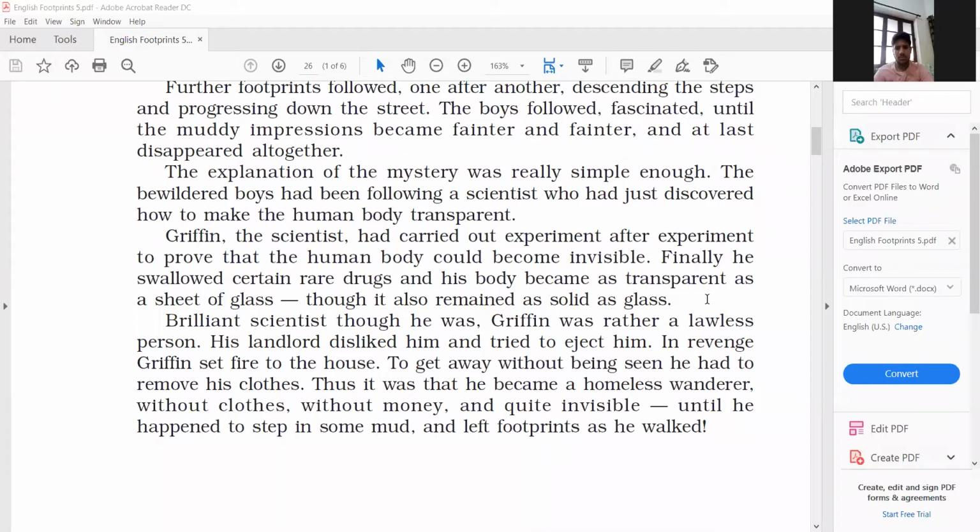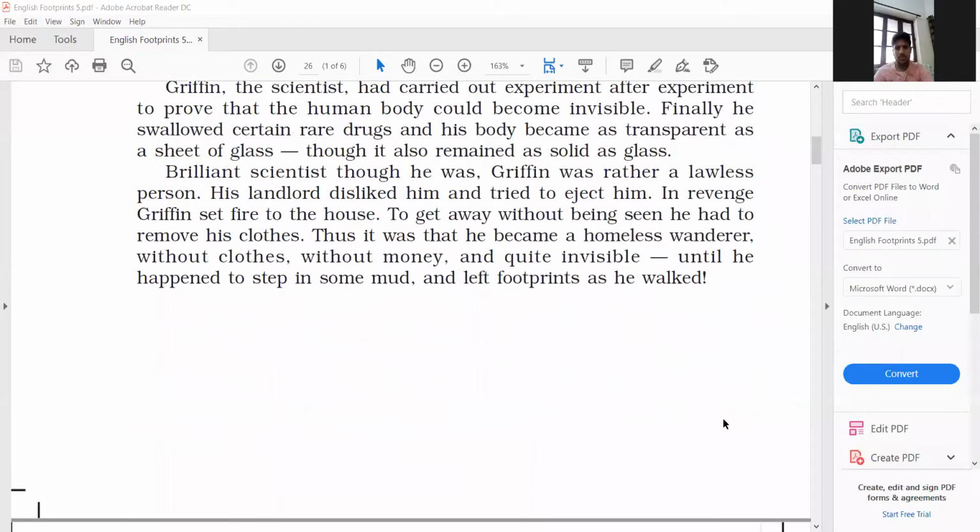He still has a form, right? Although he's not visible, his body is still retaining the shape. Okay? So he has made himself invisible. So who was Griffin? Griffin was a scientist. What has he done? He has made himself invisible. And why were the boys so surprised? The boys were following him. They were surprised that they could see the footprints, but they could not see the person whom these footprints belonged to. Okay, so till here, is everything clear?